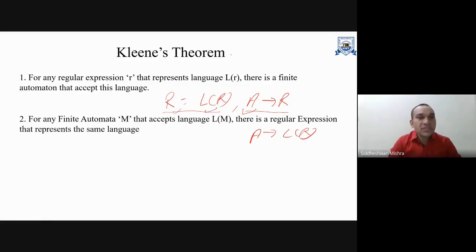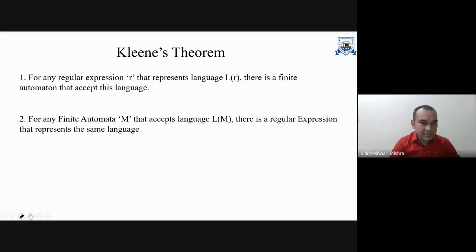Kleene's theorem. So the first Kleene's theorem states that if you have a regular expression R, then it represents a language L of R. If it represents a language L of R, then you can draw a finite state machine which accepts this language.